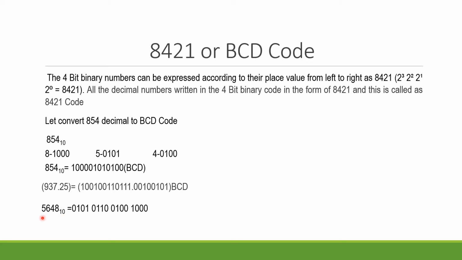going to do is substitute the 4-bit binary number for each digit of the decimal number. That is, for 5 it is 0101, for 6 it is 0110, for 4 it is 0100, and for 8 it is 1000. So this is the simplest form of representing the 8421 BCD code.